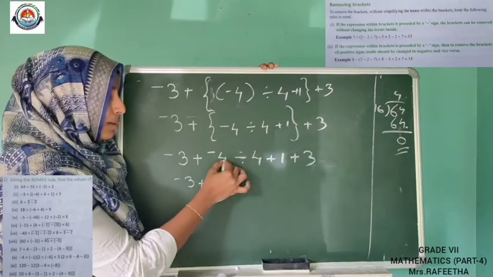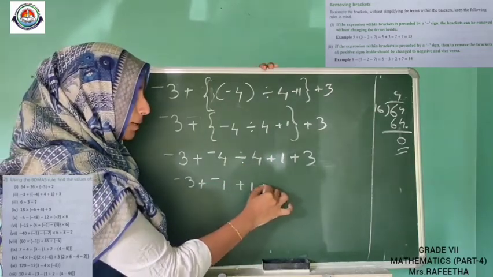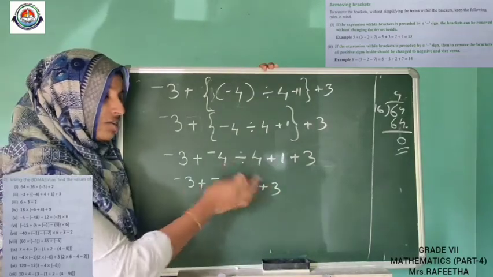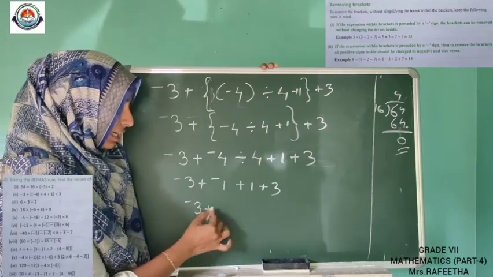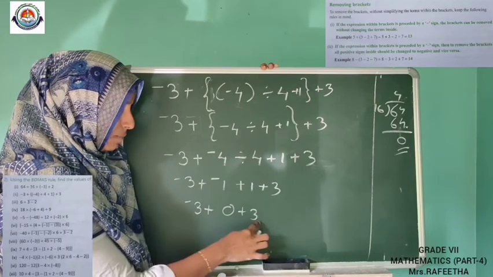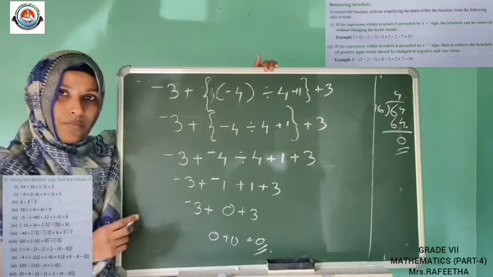Okay, so this minus 4 divided by 4 is minus 1, plus 1, plus 3. Now what all is remaining? Only addition is remaining. So this minus 3 we can write like that: minus 1 plus 1 is 0, plus 3. Minus 3 plus 3 is 0, plus 0 is equal to 0.